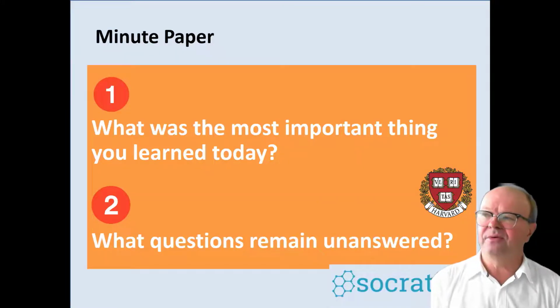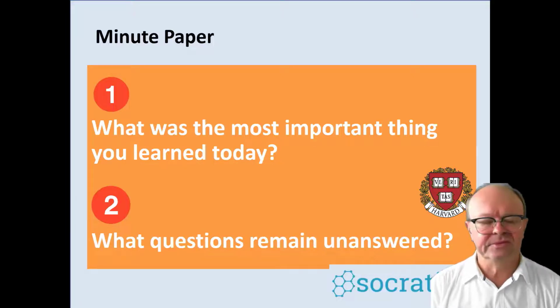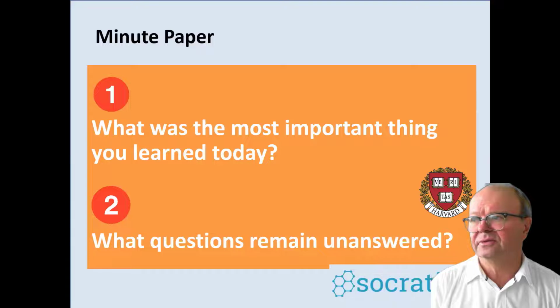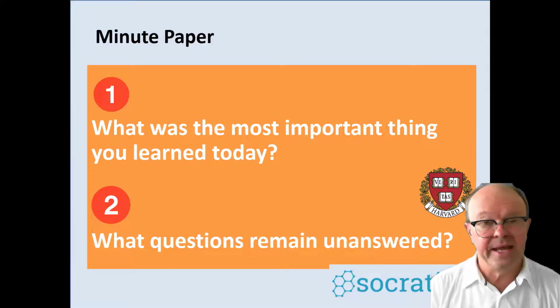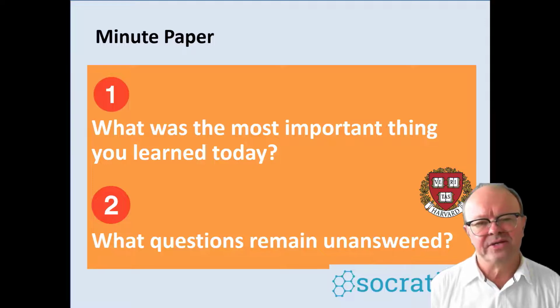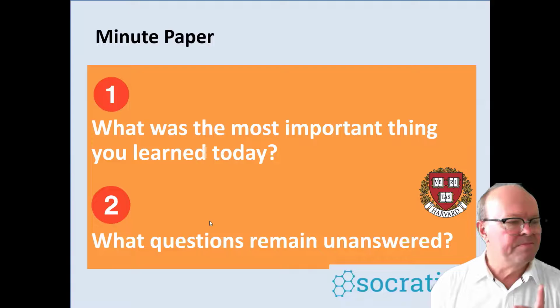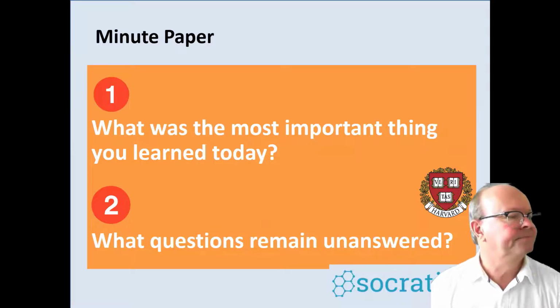So we have a cost of capital for equity. We have a cost of capital for our financial, for our debt, and then we have a cost of capital for operations. There are three costs of capital. That's all right. What was the most important thing you learned today?